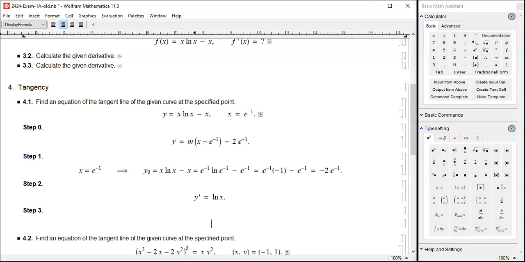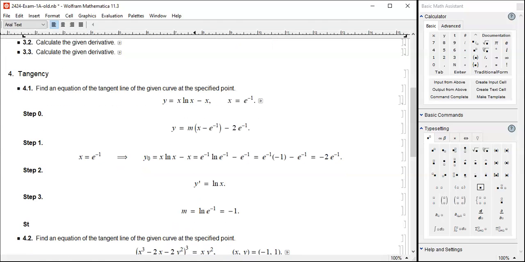We need m. So this is a derivative. In order to get the slope, we have to evaluate the derivative at the given x value. So this is log of e to the -1 power. And again, log and exponential just cancel each other out. We get -1. So that's the slope. So we have the slope m value, and then we have the y-coordinate y0 value. Put everything together, you're going to get the final answer.